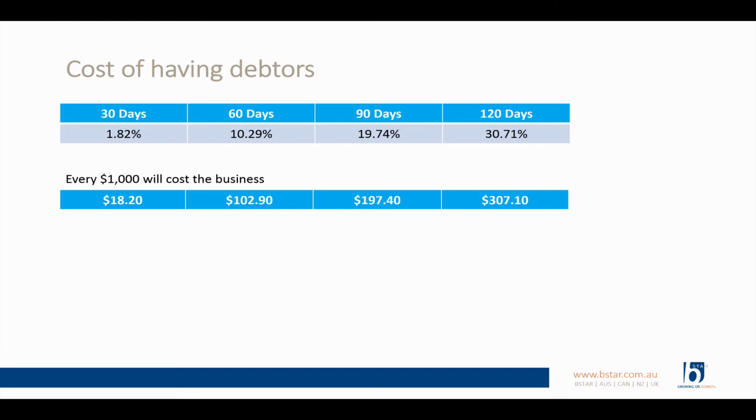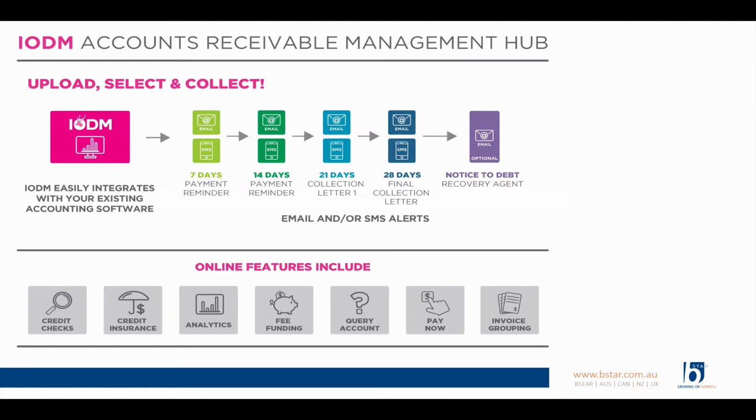Now, where do we get this data from? We got this from a recent Harvard Business Review. Now, let's have a look at the IODM system, and I've just got a little schema there which demonstrates the workflow. The IODM system can take data feeds from all your major accounting packages, so Xero, Smile, etc. What it allows you to do is effectively set up some business rules that take you from the first reminder letter right through to debt recovery.